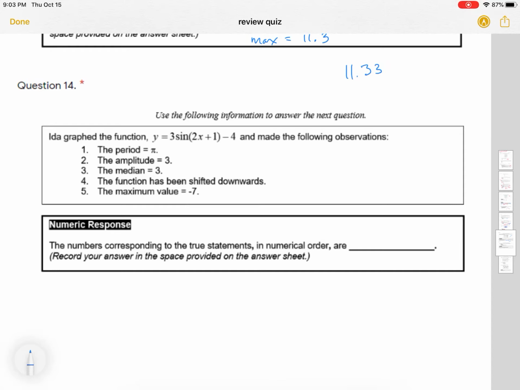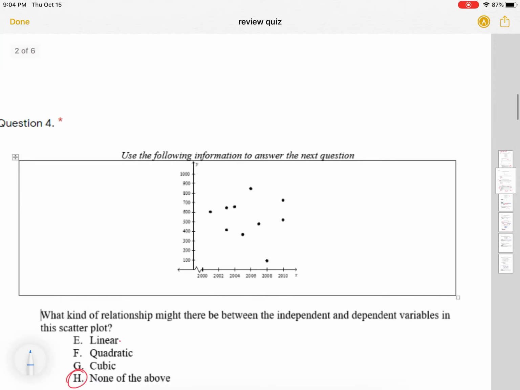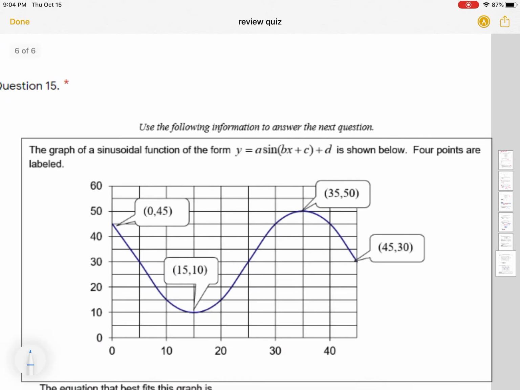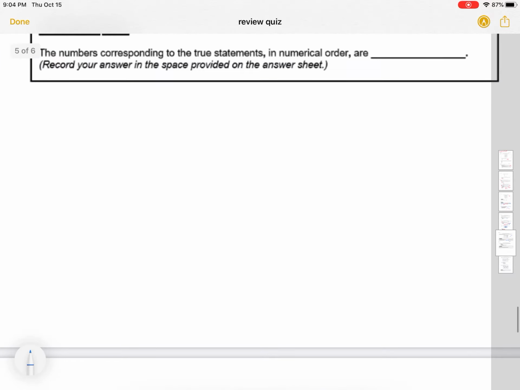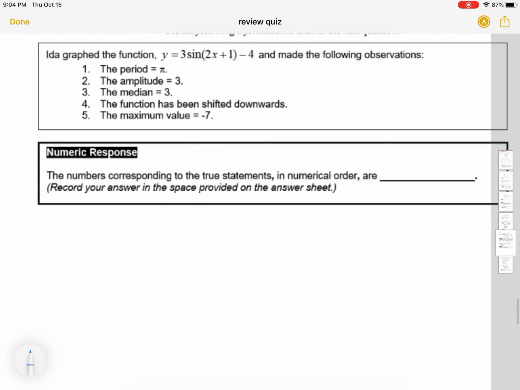Question 14. Ida graphed the function as given and made the following observations. The period is pi, the amplitude is 3, median is 3, function has been shifted downwards, and the maximum value is -7. So let's find those and see what we're talking about. We're basically marking whether they're true or false. I went way back. Here we go. So, period.